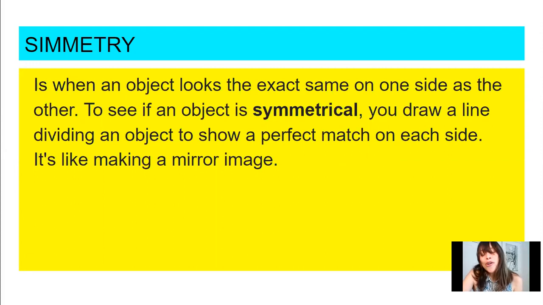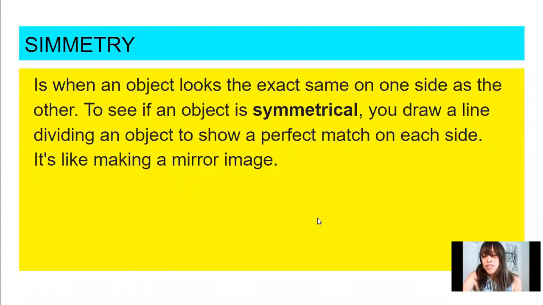Okay, because we saw Leonardo da Vinci and Amedeo Modigliani, who were painters and artists that focused very much on symmetry and human faces. So we saw together the concept of symmetry, which is when an object looks exactly the same on one side as the other. To see if an object is symmetrical, you draw a line dividing the object to show a perfect match on each side. It's making a mirror image.